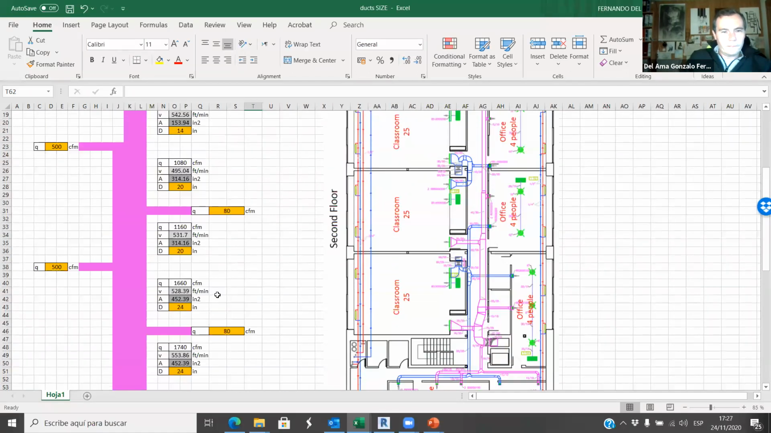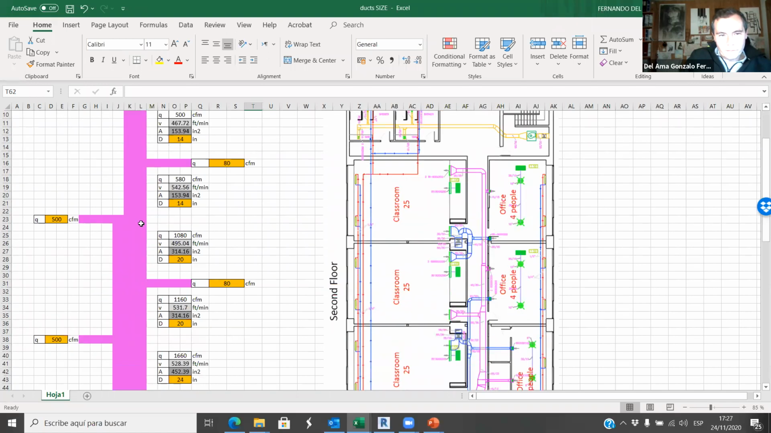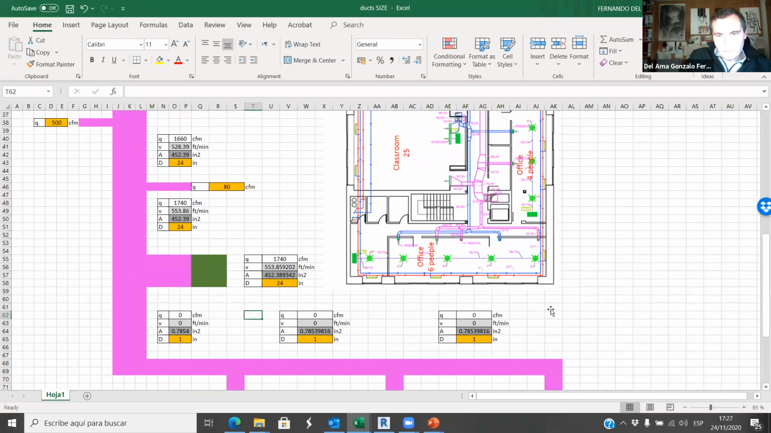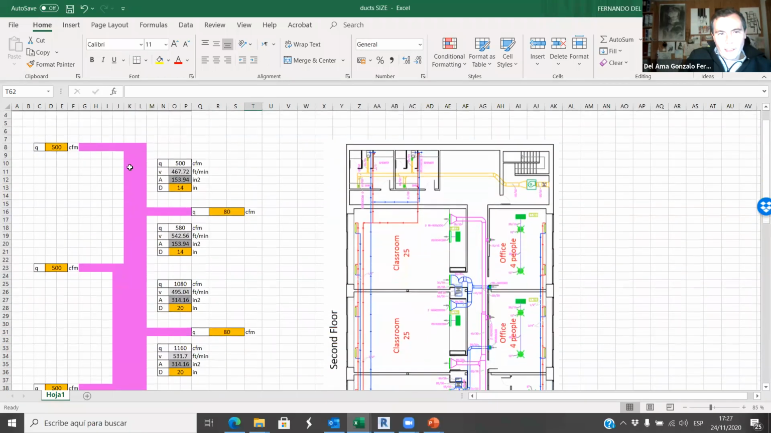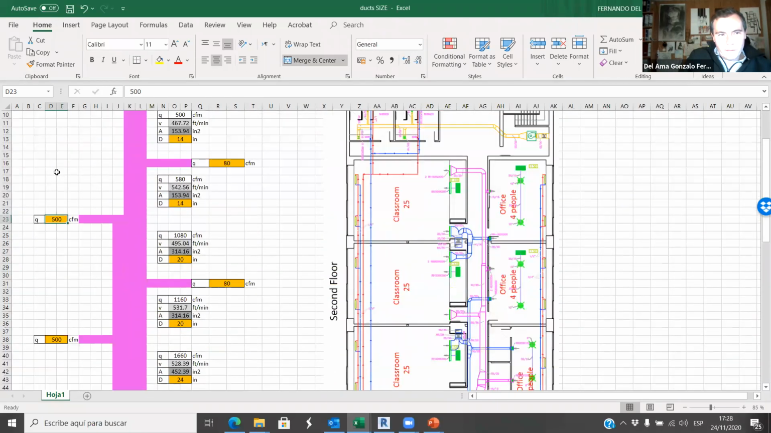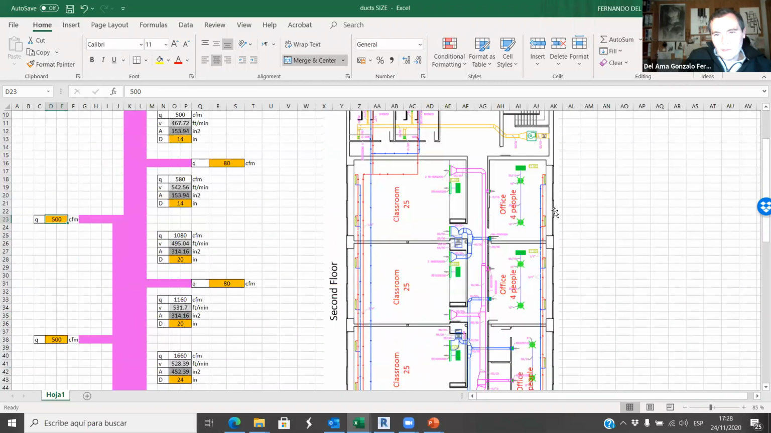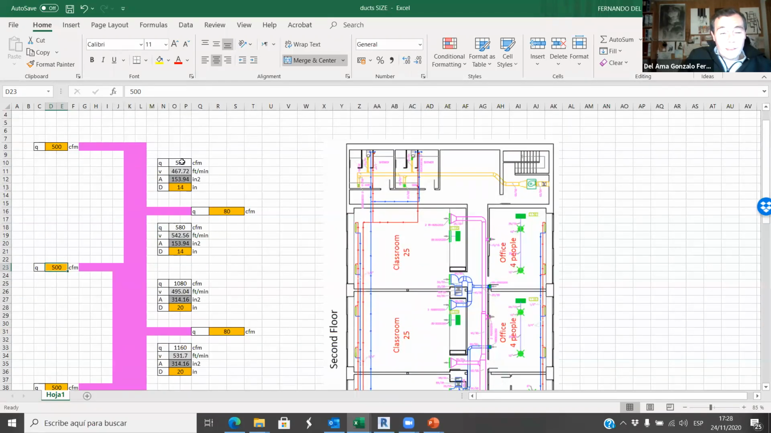Well, so you can do the same with this Excel file. Okay, you can draw the layout, and then you can add the heat flow that you have in each room here, and the heat flow that you have in each office space. And this is very simple. So this is the CFM.